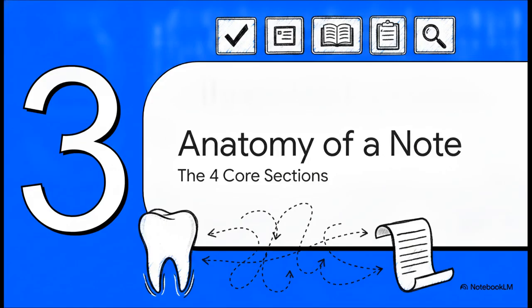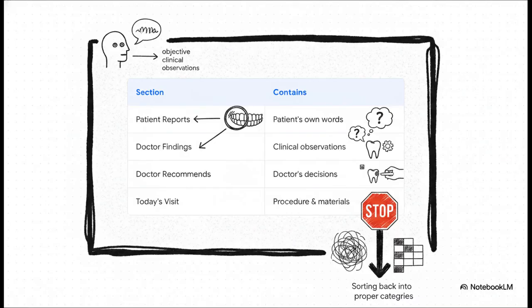All right, phase 3, anatomy of a chart note. The chart's updated, the exam is happening. Let's dissect the note itself. Every single solid note is built on 4 very specific pillars. First up, patient reports. That's the subjective stuff, what they're telling you in their own words. Second, doctor findings, the objective reality, clinical observations, hygiene, wire fit. Third is doctor recommends, which covers the assessment and treatment decisions. And fourth, today's visit, which you literally just did and the exact materials you used.